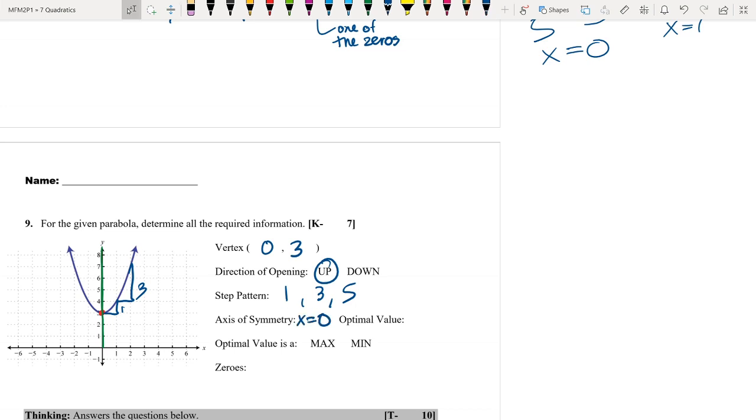What is the optimal value? So that's the highest or lowest value. In this case, it's the lowest value. It's the highest or lowest y value. In this case, it's the lowest y value, which is 3. And the optimal value is a minimum.